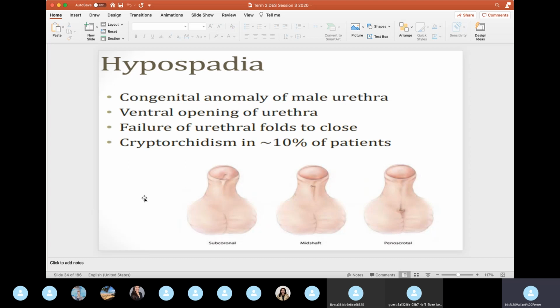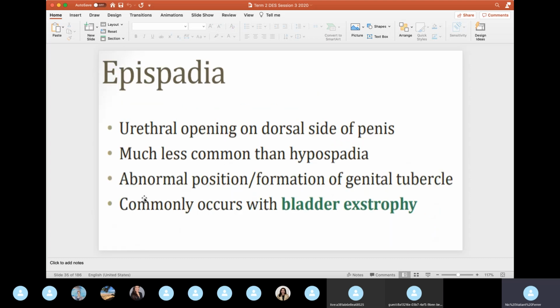Hypospadias, ventral opening of urethra, failure of urethral folds to close, commonly associated with what? Cryptorchidism or undescended testes. Contrast that with epispadias. Epispadias, where is the opening? Dorsal side of the penis. What is the embryological defect? Abnormal formation of the genital tubercle. This is commonly associated with what? Bladder exstrophy.